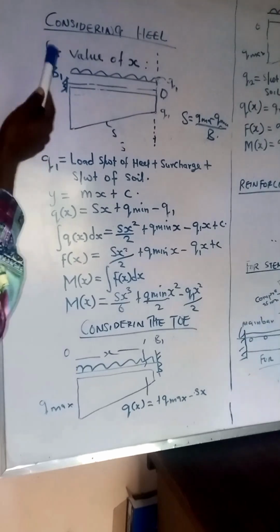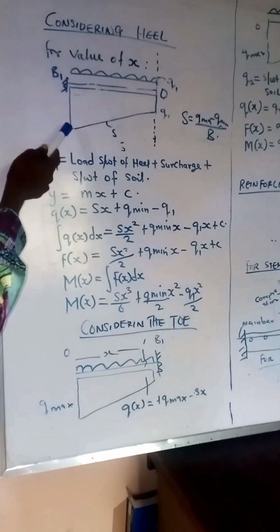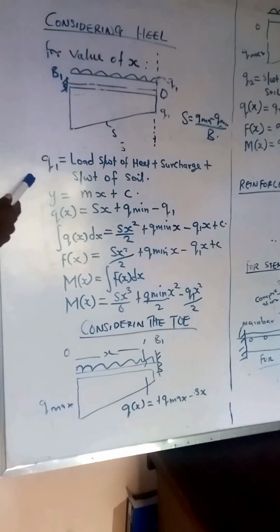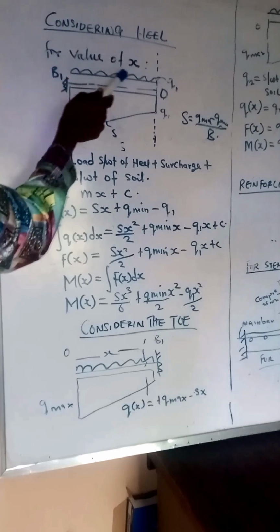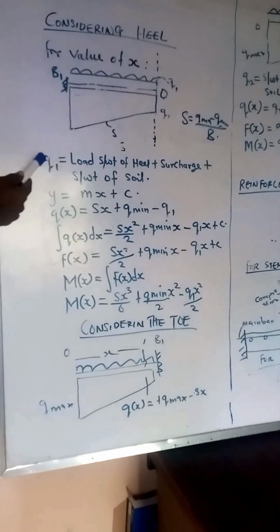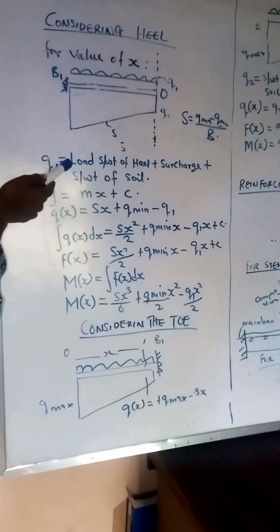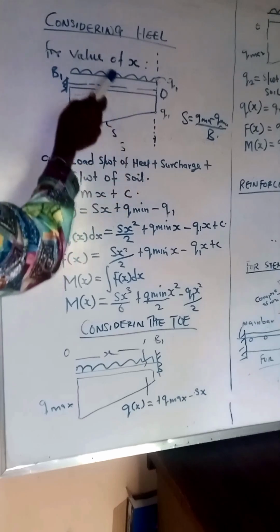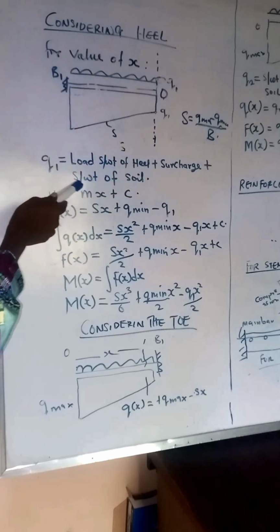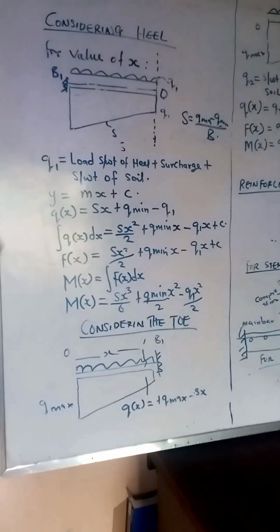Also, by the time we split the beam like we did before, we have this as our heel, and we have a load on top of our heel, which we call Q1, and that load comprises the load due to self-weight of the heel plus the surcharge load that is acting on top of it, plus the self-weight of the soil acting on top of the heel. All right. So when we do that, we'll have the total load for Q1.